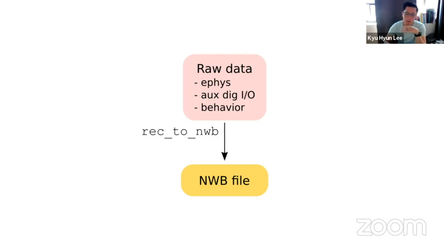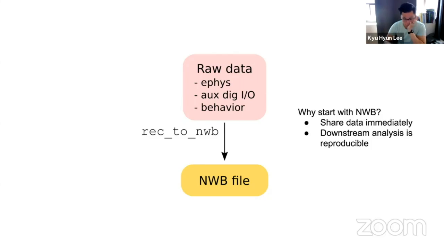And the very first thing that we do, and I think this relates to the question that was raised earlier, is to consolidate all of these data streams into a single NWB file. The reason why we do this is because, one, we want to share the data immediately. And NWB, as we know, is a nice format for doing that, since as long as you know the API, anyone can access it.